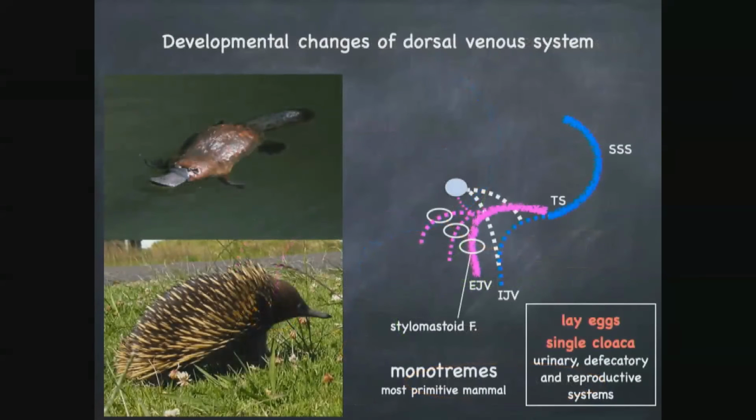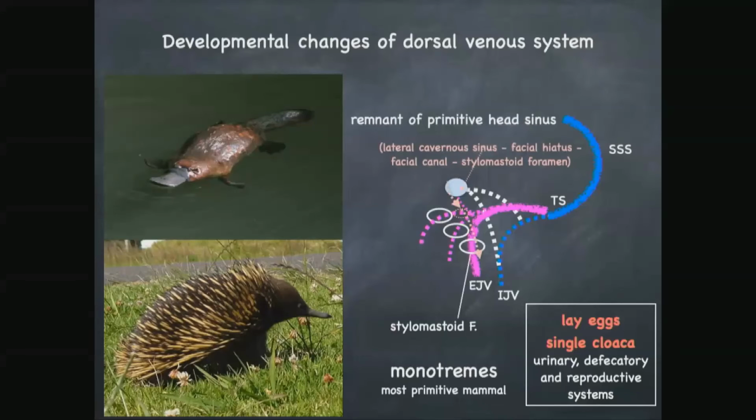Monotremes are the most primitive mammals. It's very interesting. The drainage from the transverse sinus to the external jugular vein is through the stylomastoid foramen. And this course from the cavernous sinus to the stylomastoid foramen is probably the remnant of a primitive head sinus.